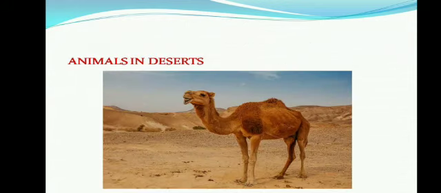Animals in deserts. We already know deserts are covered with sand, and also there will be less amount of water and also scarcity of rainfall. Usually the deserts are extremely hot during the daytime but cold at night time. These desert animals are either adapted to store water and food in their bodies, or they will have thick skin to prevent loss of water. Few examples of desert animals are camel, snake, and lizard.